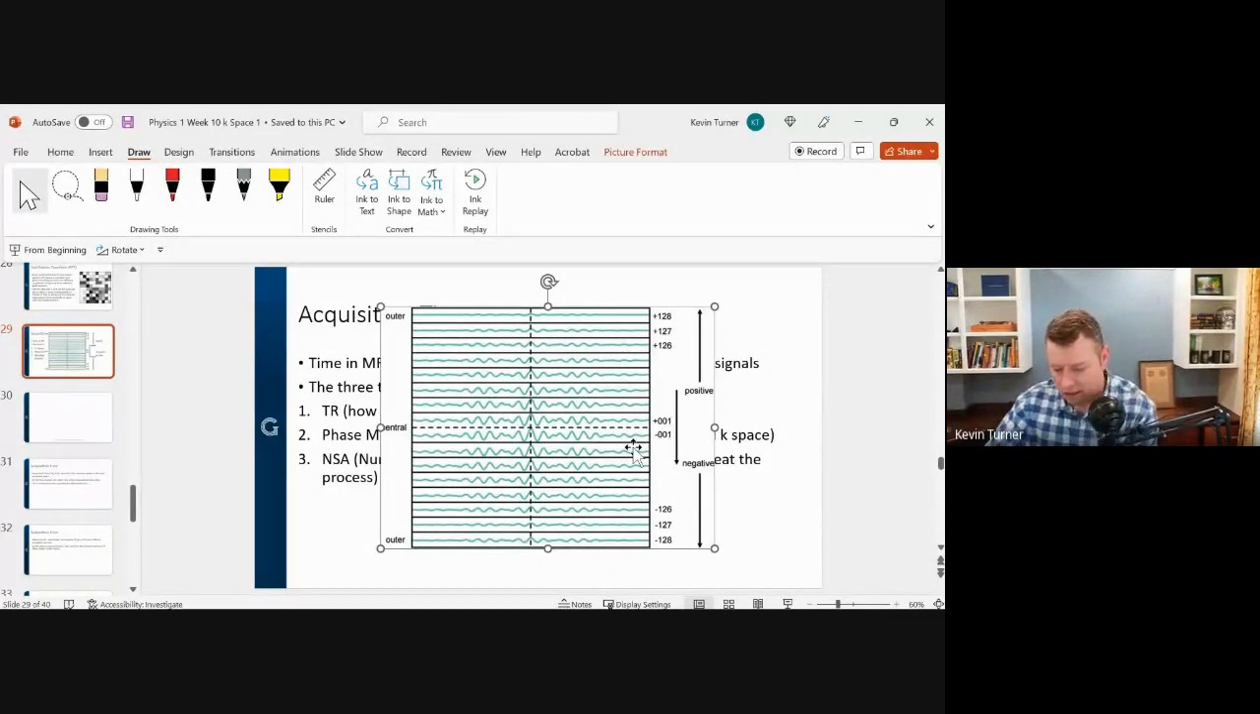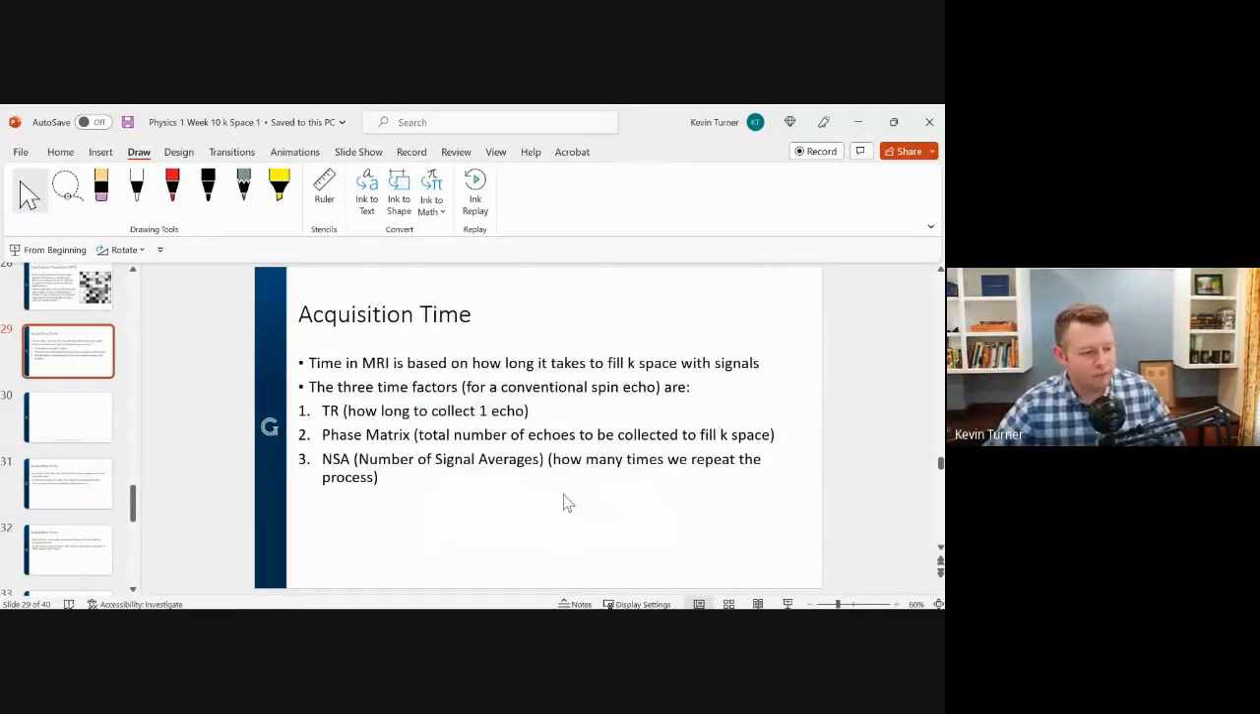But if I go collect every echo a second time, it's going to take me twice as long to scan, right? Because now I have to collect every echo twice. So I collected it once, then I got to go all the way back and collect them all again. Right.